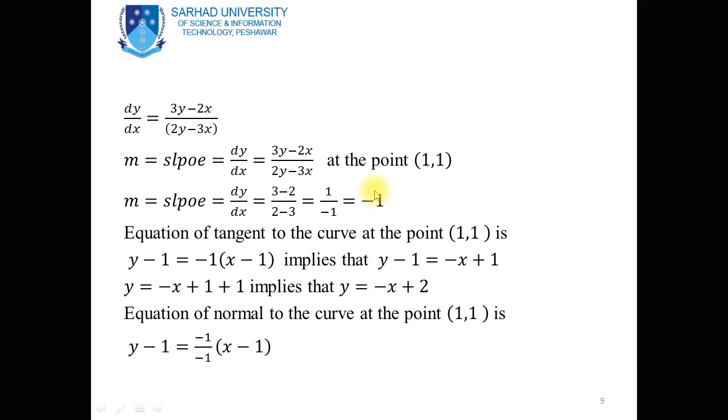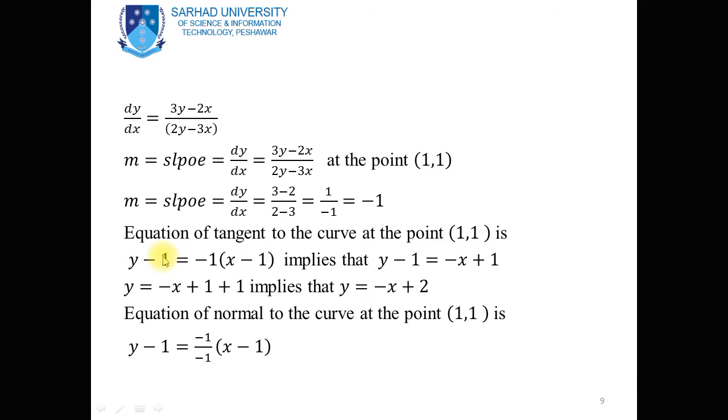So this is the slope of the tangent line. Now putting slope of minus 1 and point (1, 1) in the equation of tangent line. Equation of tangent line is y minus y naught is equal to m into x minus x naught. So this one represents x naught and this one represents y naught.